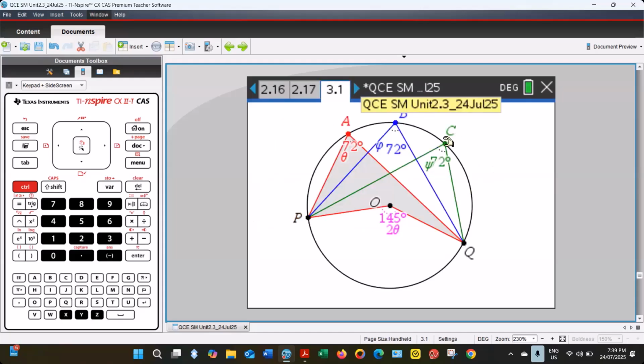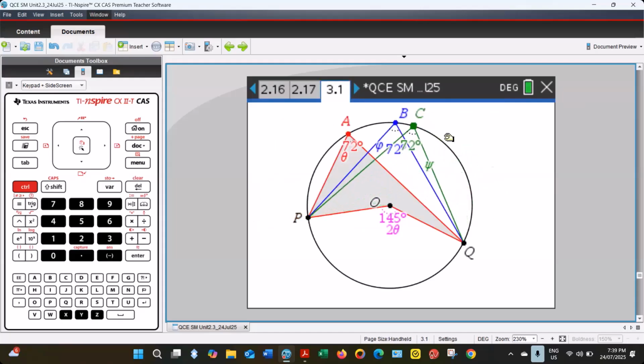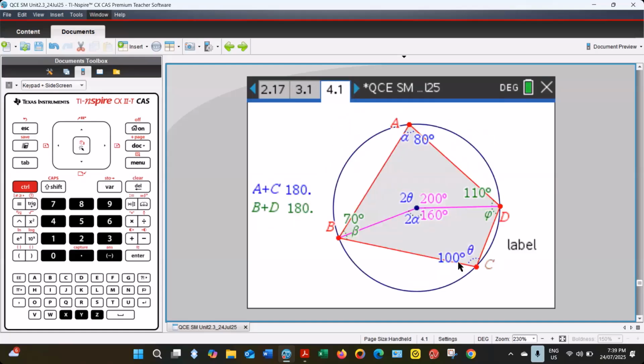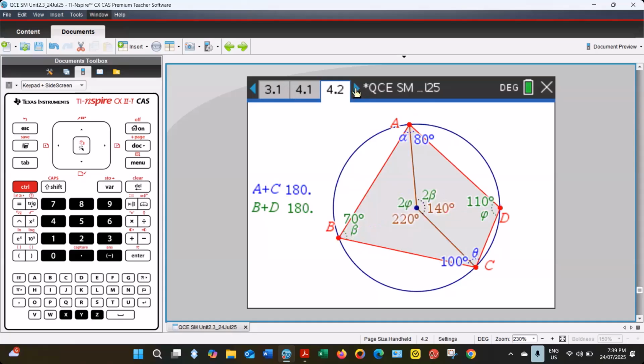And similarly, we can prove that angles subtended by the same arc or the same chord are always equal. And you can use that same reasoning to prove that the opposite angles of a cyclic quadrilateral are supplementary. They add up to 180 degrees. So all of those are covered in quite a bit of detail in the resource book.